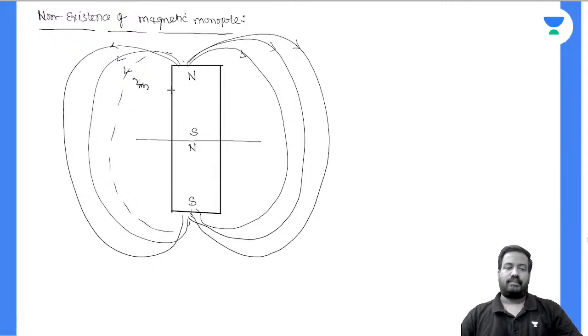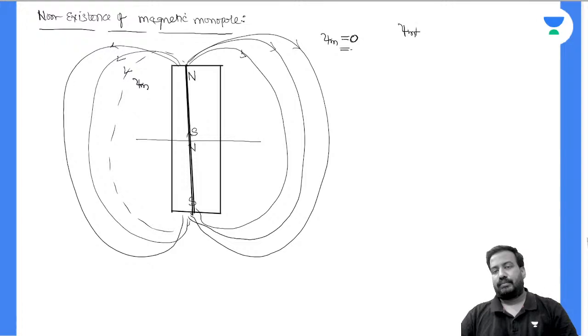The flux psi m is moving from north pole to south pole. Outside the magnet, magnetic flux lines move from north pole to south pole. Inside the magnet, they move from south pole to north pole, forming closed loops. So what is the net amount of flux generated here? Because this permanent magnet is generating flux psi m and it is consuming psi m, total flux generated is 0. And psi m is related to magnetic flux density B as psi m is equal to closed surface integral of B dot ds.